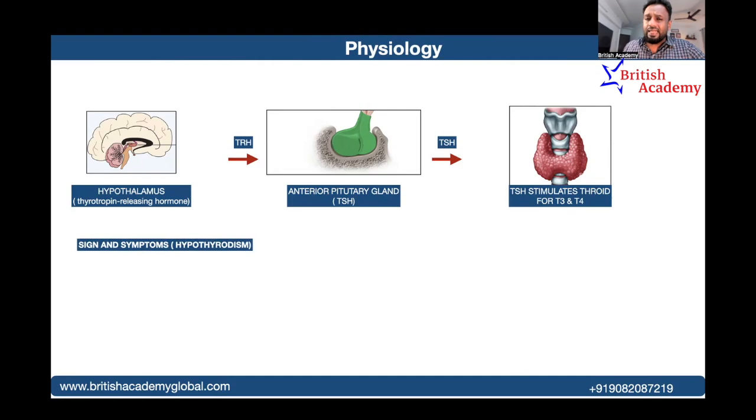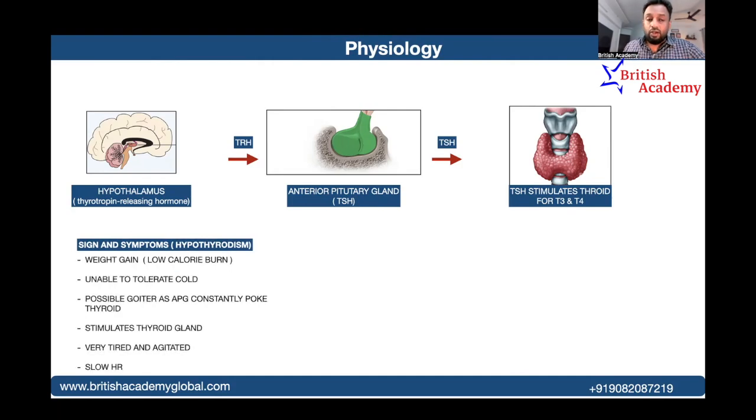And how do you understand whether a patient is suffering with hypothyroidism? These are the points which you can note. As I told you in the beginning, T3 and T4 are highly responsible for managing calories in your body, for managing digestion and metabolism. If that is hampered, automatically the patient will have weight gain because there is a low calorie burn. T3 and T4 are also responsible for temperature management in your body.